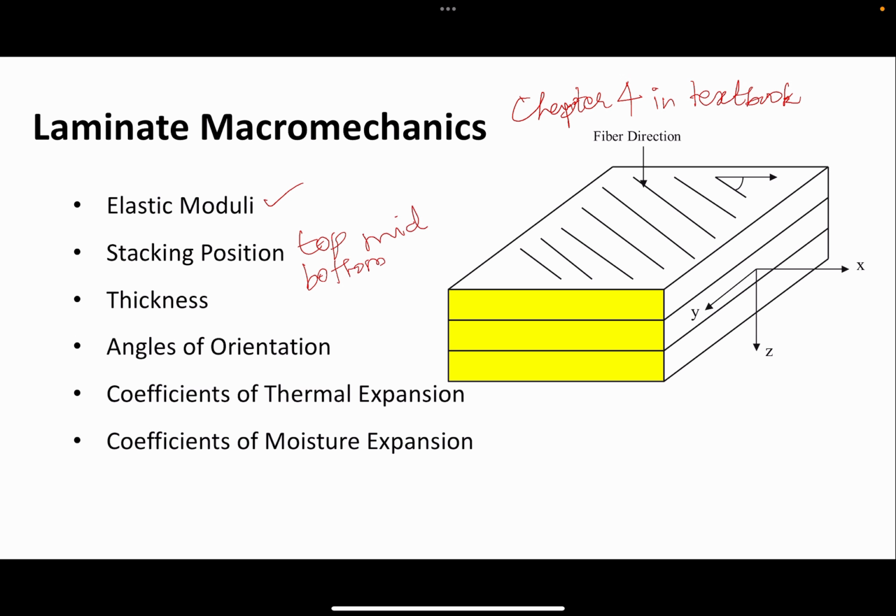middle, right? So if you have, let's say, a composite of 0 degrees, 35 degrees in the middle, and then 45 degrees at the bottom, it would behave in a different way than if, let's say, 35 degrees is at the top, 45 degrees is in the middle, and 0 degrees is at the bottom. So even if it is the same combination of plies, if you change the order, the laminate behavior changes.